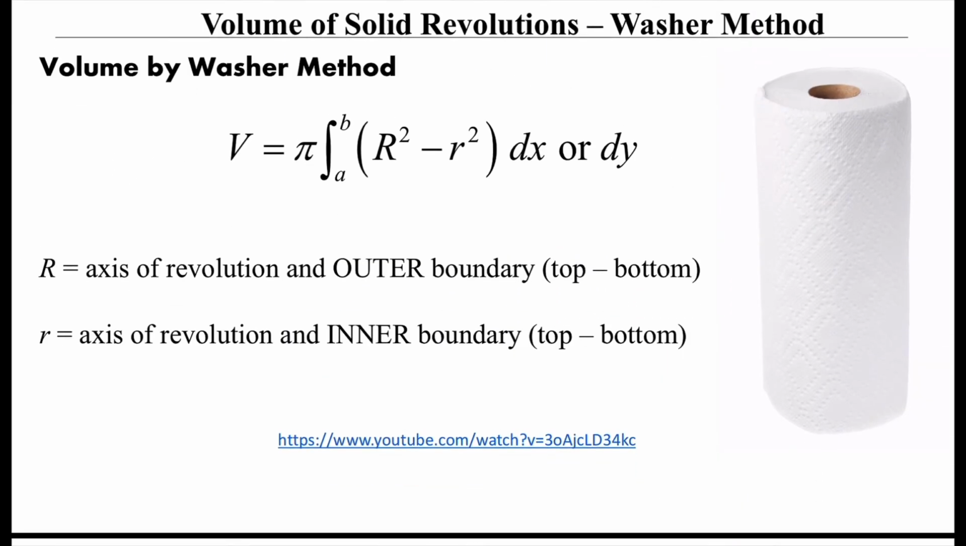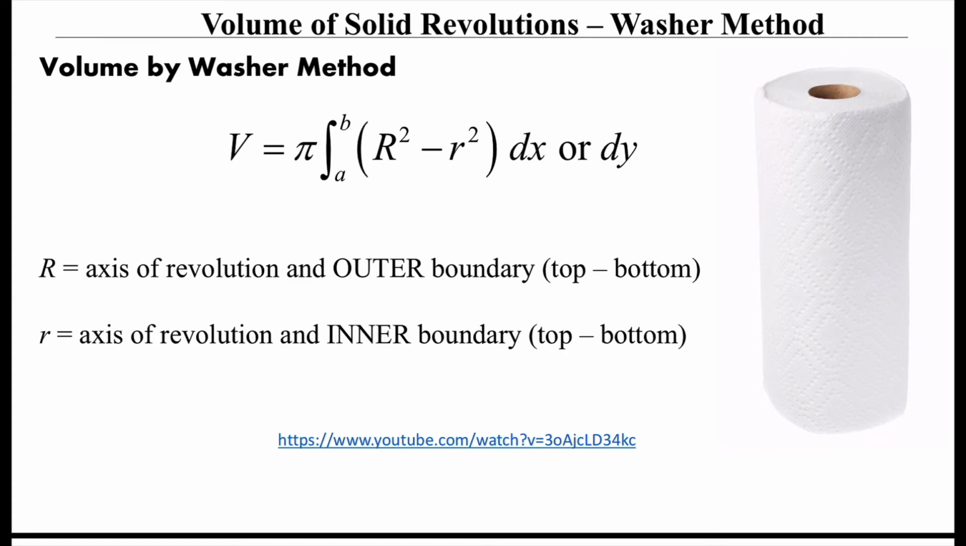Right? Big R and little r. That's what we've got to find, because we've got to square them and then subtract them. Okay? Let's start with big R.